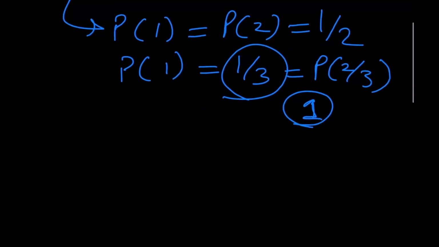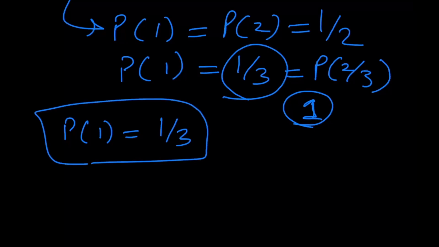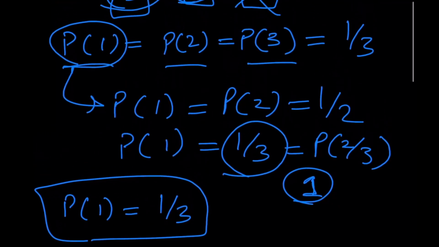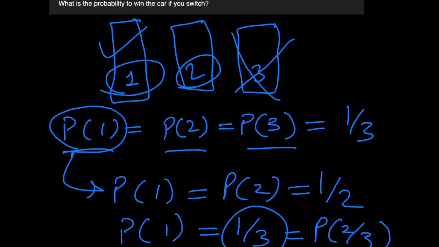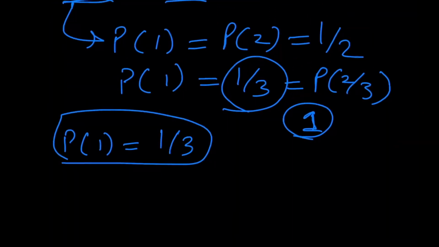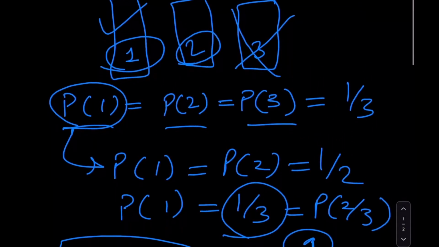Well, the thing is, the probability that the car is behind door number one is indeed 1/3. It was definitely 1/3 initially when we had our first pick, right? There's no doubting that. But this isn't the same case for door two.